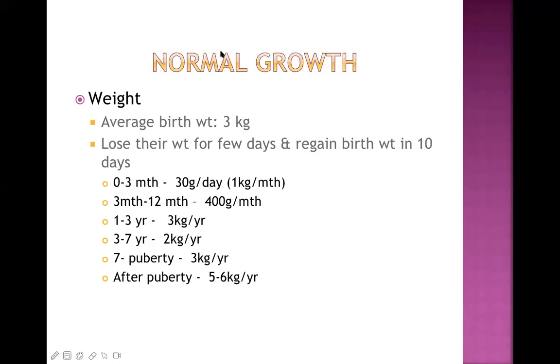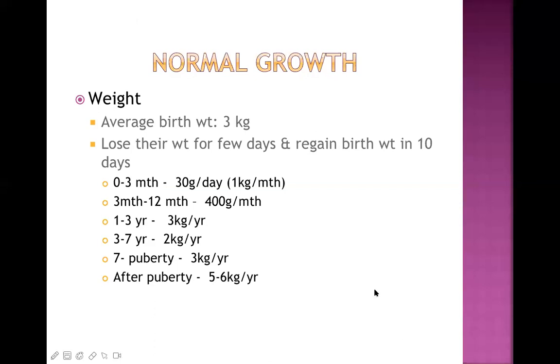Now, another is chest circumference. Another is mid-arm circumference, then thickness of the subcutaneous fat, and upper segment to lower segment ratio. So all these are different parameters which tell us how growth is happening in a child. Okay, that's what we discussed in the last class.